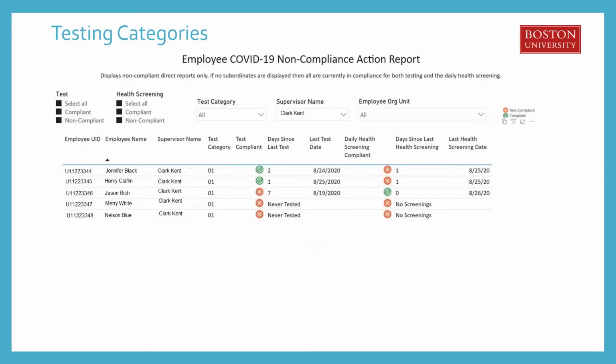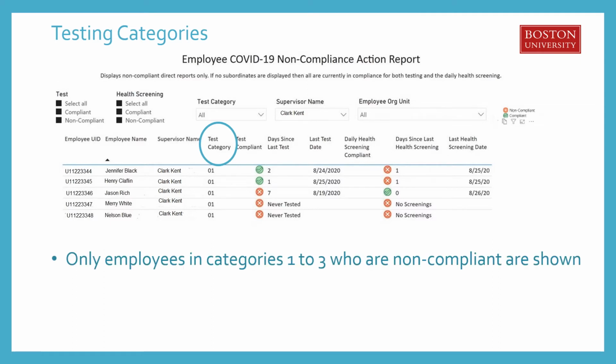The report displays your direct reports who have been assigned to categories 1 through 3 who are non-compliant as of the previous day at 11:30 p.m. Your direct reports who are in compliance, as well as those in Category 4, do not appear on the report. Testing categories and frequency of testing are described on the Back to BU website.